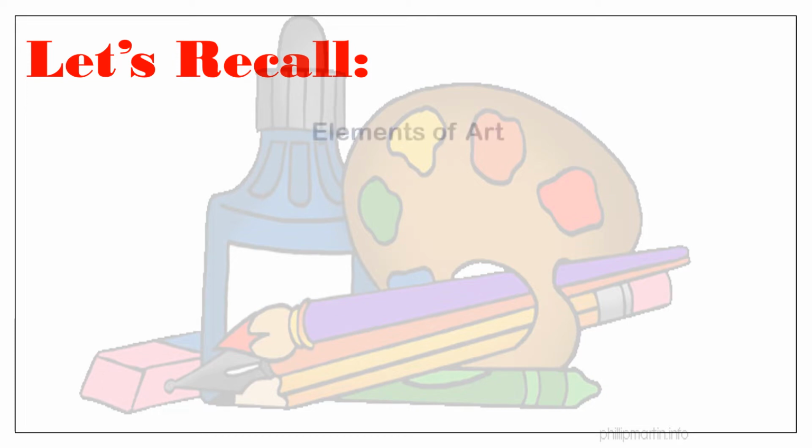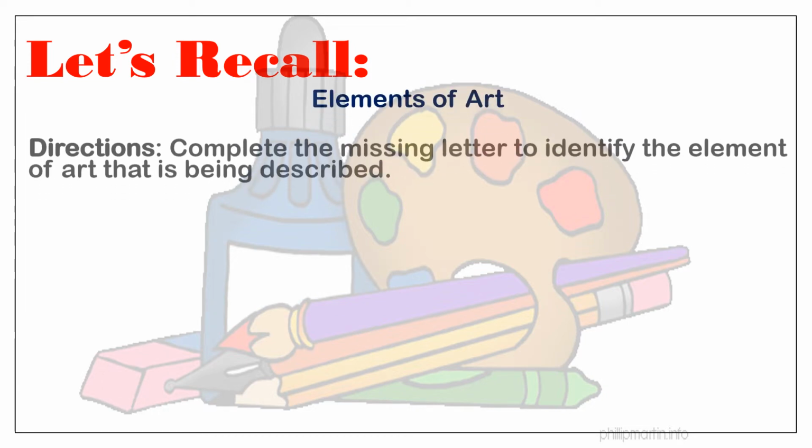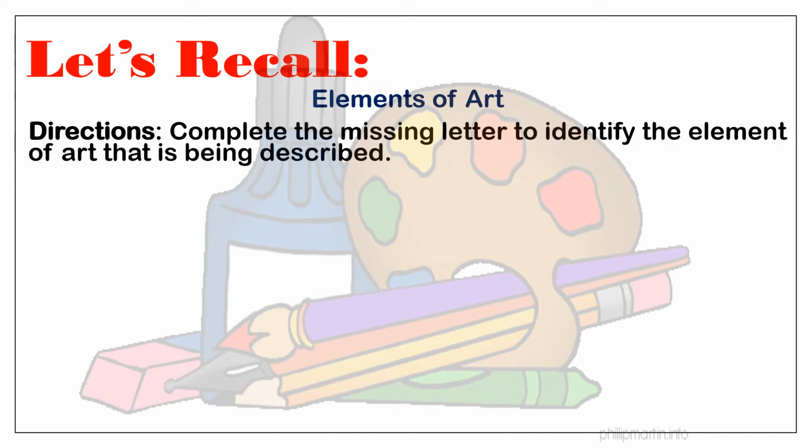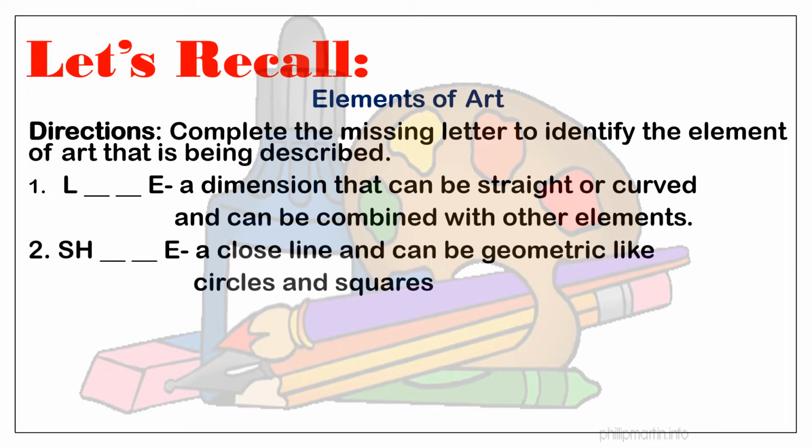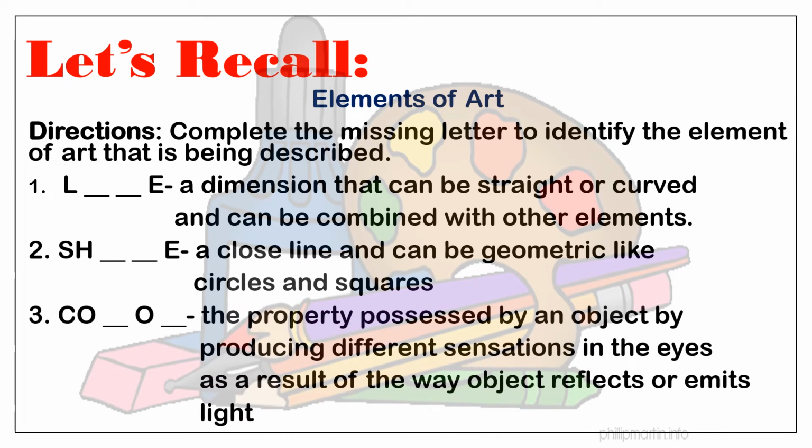Let's recall. Elements of art. Directions: Complete the missing letter to identify the element of art that is being described. Number 1. A dimension that can be straight or curved and can be combined with other elements. Number 2. A closed line and can be geometric like circle and squares. Number 3. The property possessed by an object by producing different sensation in the eyes as a result of the way object reflects or emits light.